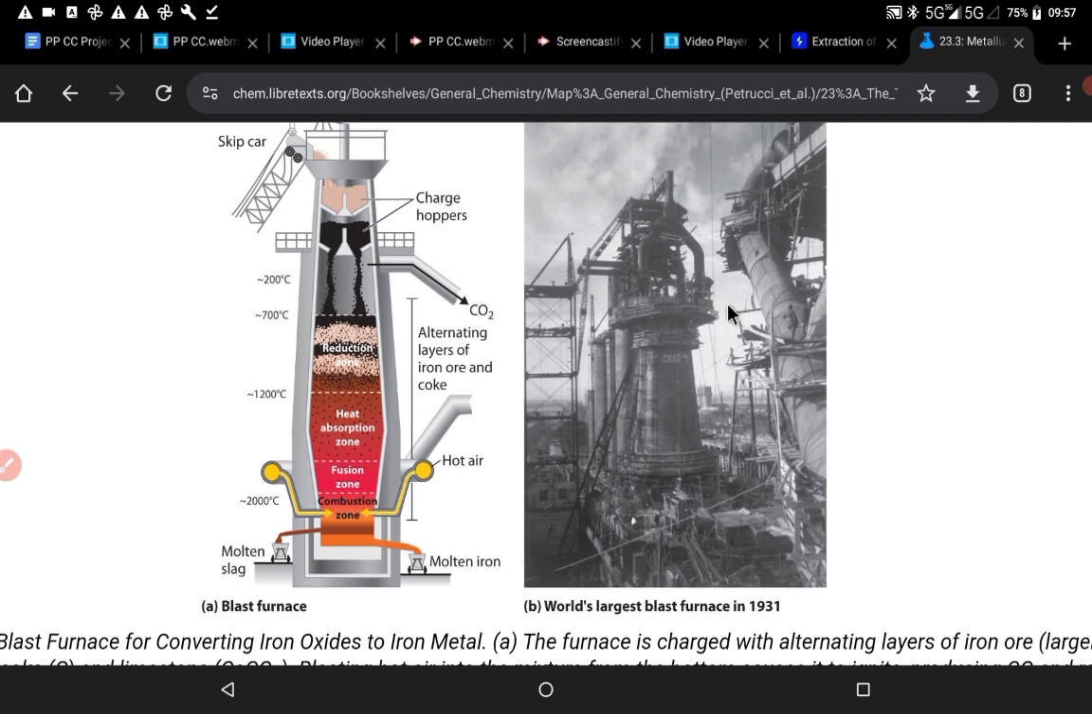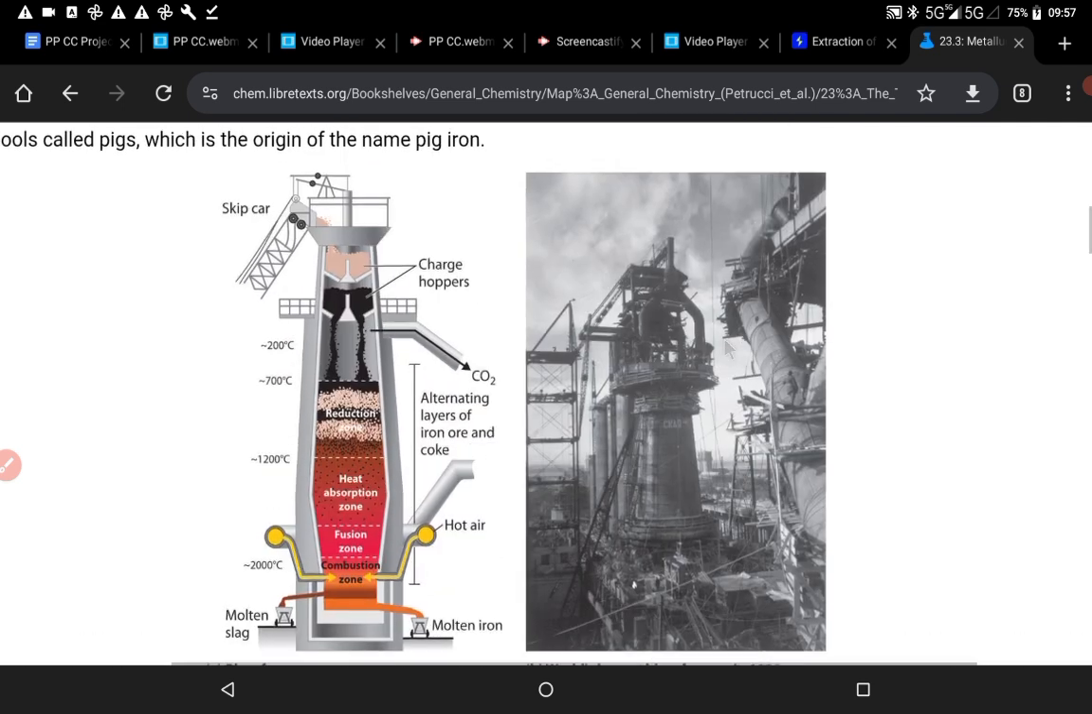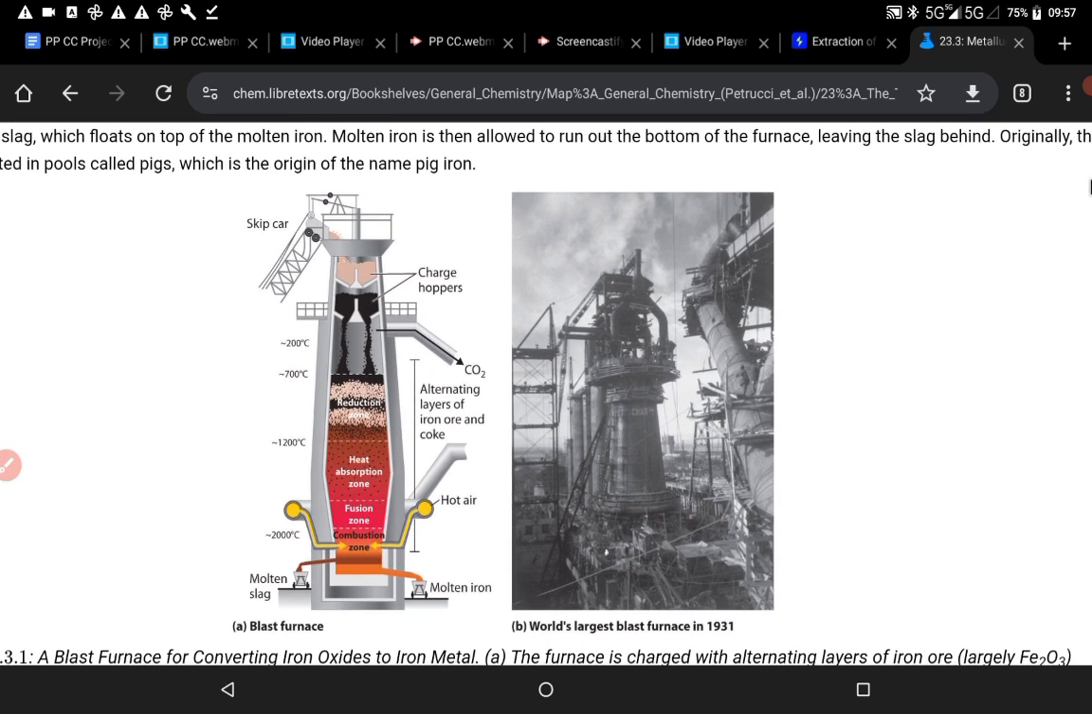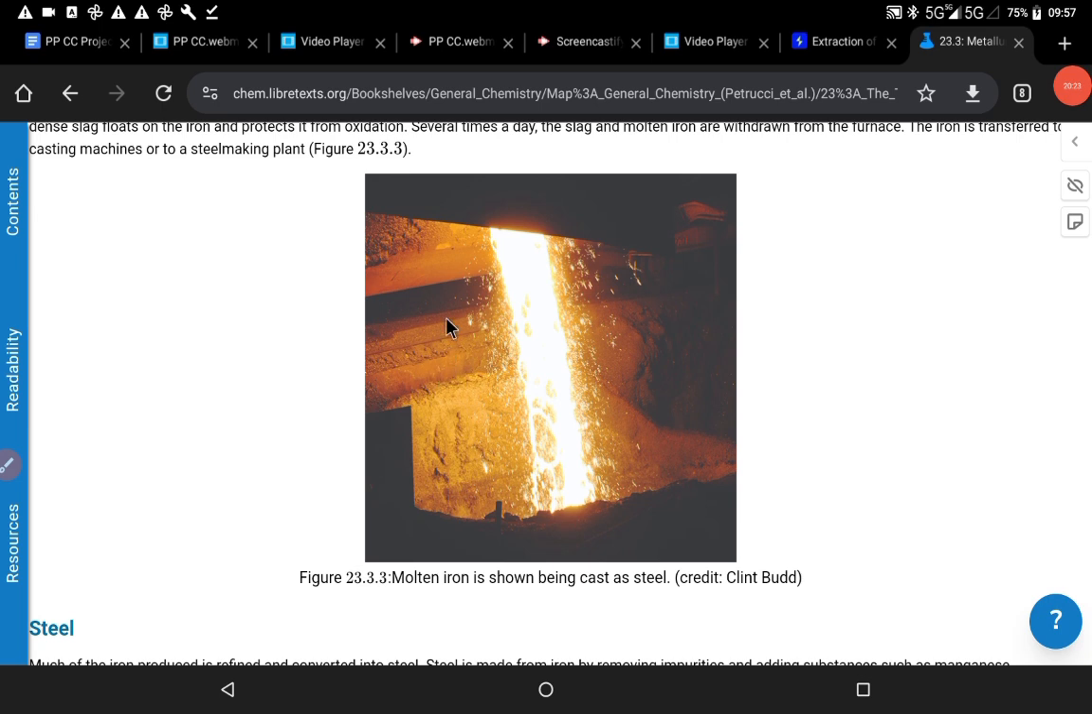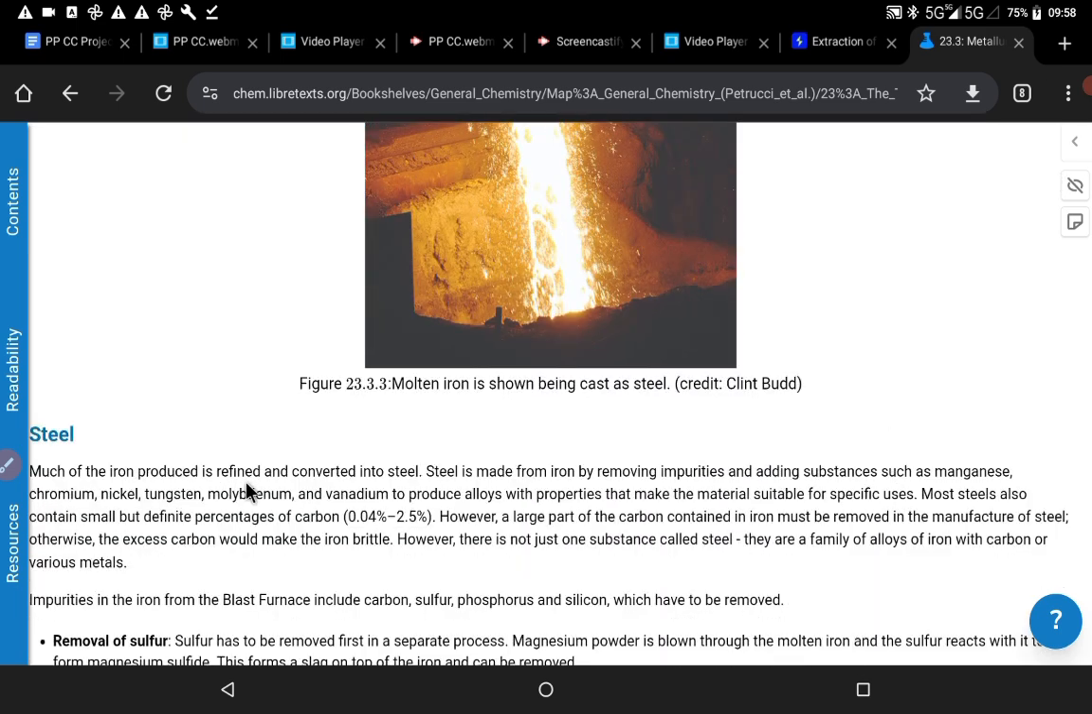Okay, so iron has got a lot of properties that are used. We're going to look at those. Here you can see how molten iron looks like. It's purely in its liquid form as it's being collected from the blast furnace. Now so much of the iron that is produced is refined and converted to steel. So we will look at steel.